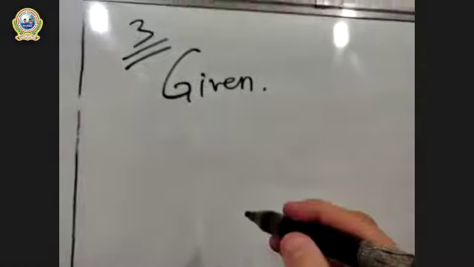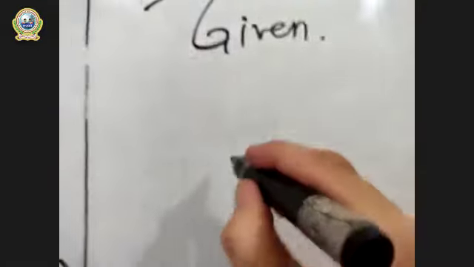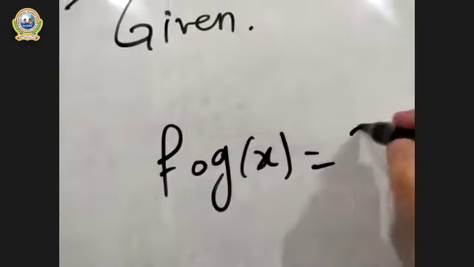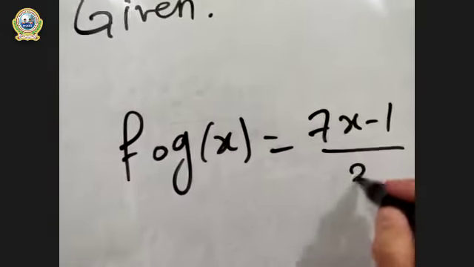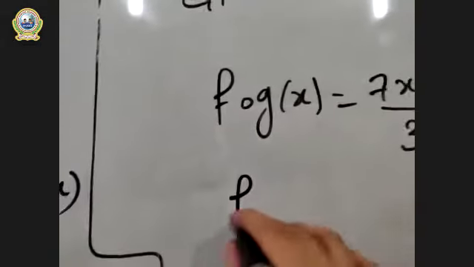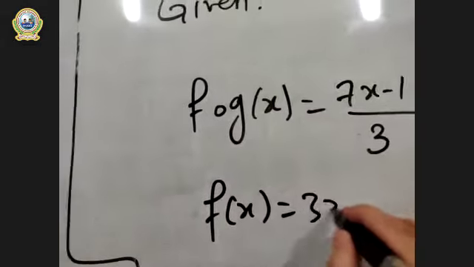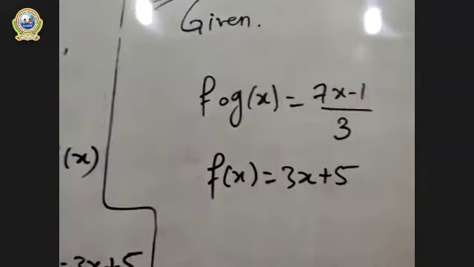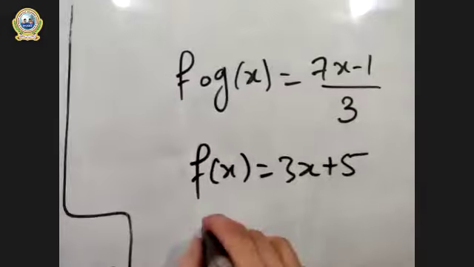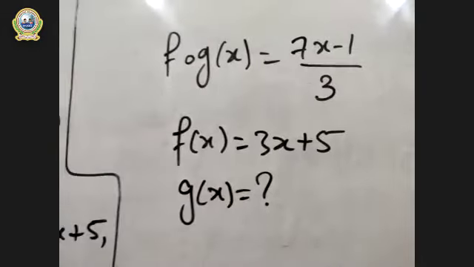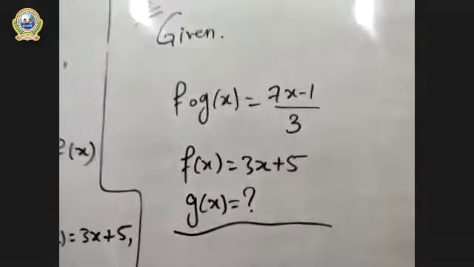Given: we have f of g of x equal to (7x minus 1) by 3, right? This is our composite function. And the second given is fx is equal to 3x plus 5. This is our second given. Is this clear? The question says to find gx. What is gx? This is very simple. So these are our givens.